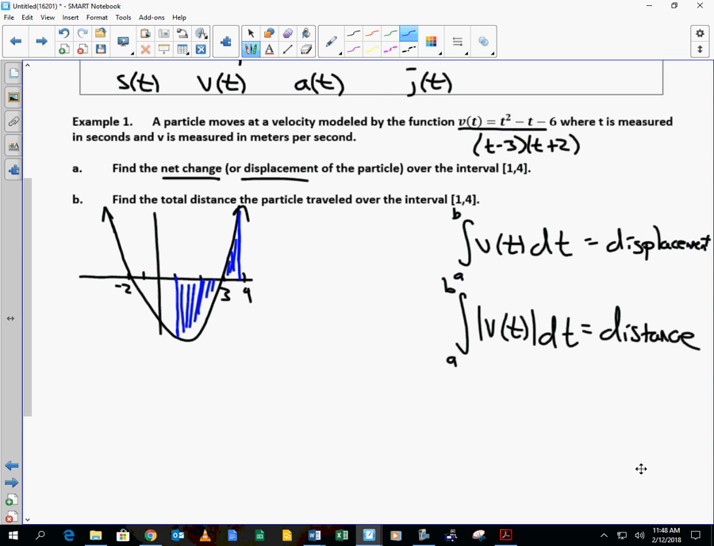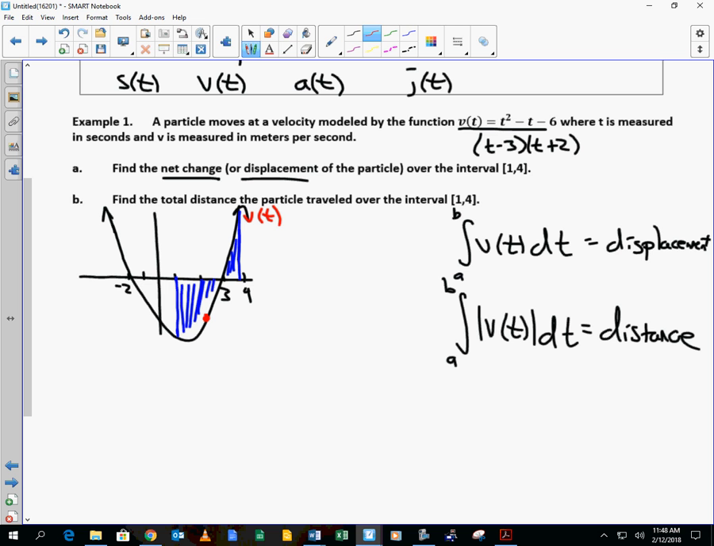So just to be clear, if I consider this spot right here on the graph, am I traveling in the left direction or the right direction? Not right. In the left, because this is the velocity function, right? So is the velocity positive or negative here? It's negative.